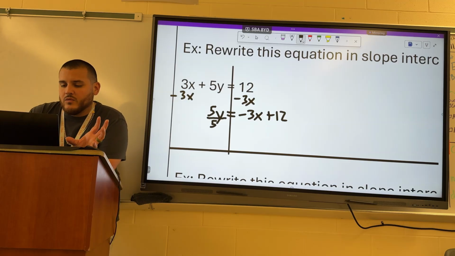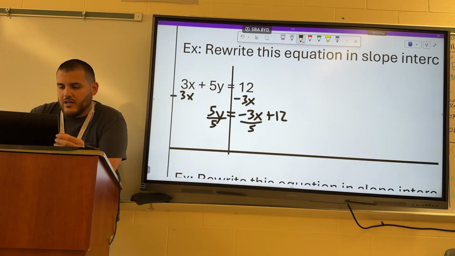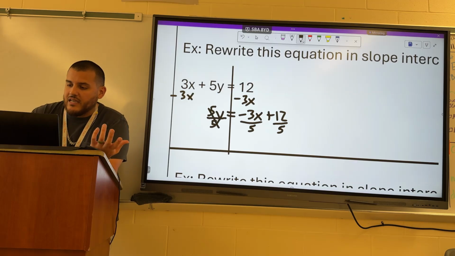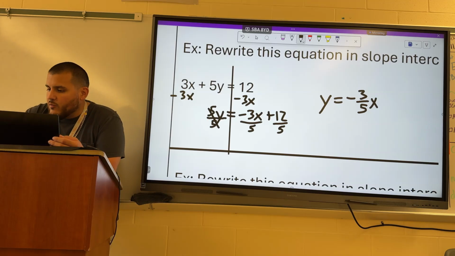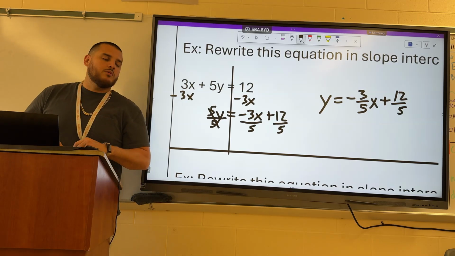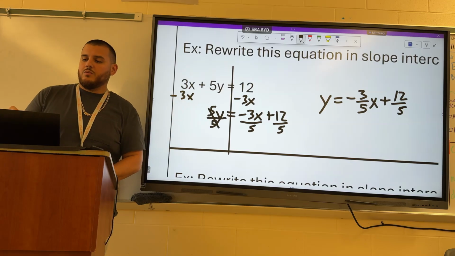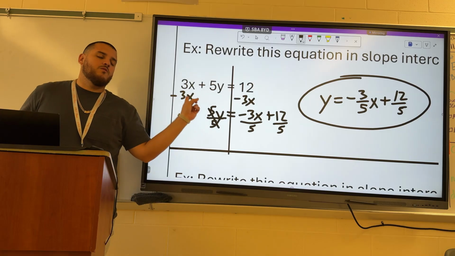And I think maybe the best way to think of this is each individual term gets divided by 5. So that term gets divided by 5, this term gets divided by 5. And so the result here is that the 5's cancel on the left to leave me with just y. And that will equal negative 3/5 x, and then plus 12/5. You can leave it as a fraction or write it as a decimal, it doesn't really matter to me, because the key thing in what we're doing here is going to be able to determine the slope after we get it in slope-intercept form. So this will be the same equation in slope-intercept form instead of standard form.